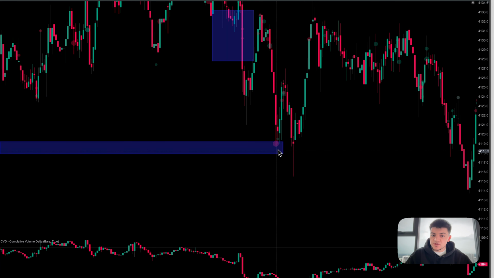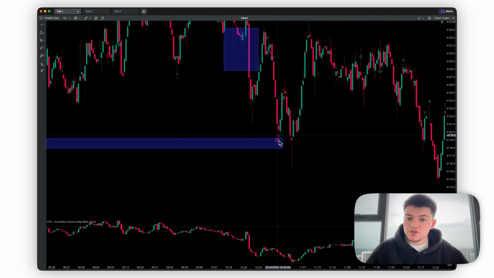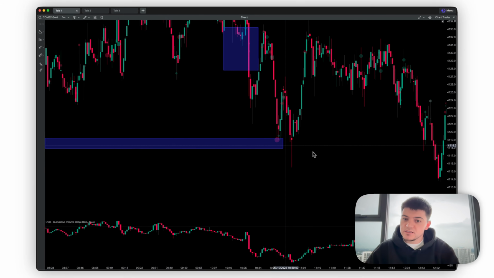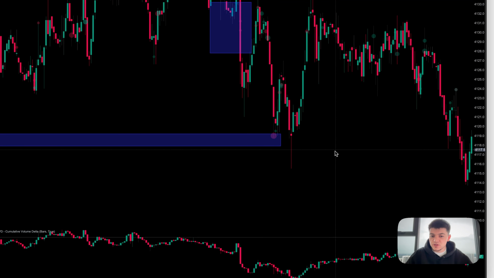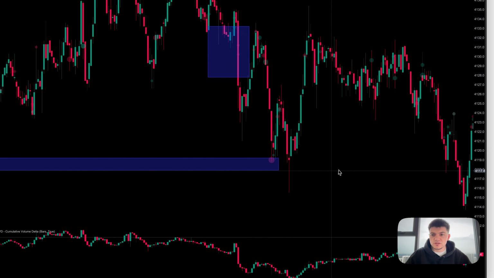Okay, you could have an absorption and then continuation setup where you see a bunch of, let's say, sellers stepping in, they're not getting rewarded, so that means they're getting absorbed. And then you have a bunch of buyers stepping in, so that's continuation, right? So you have an absorption and continuation play. Or you could just have a pure continuation play. Okay, so there's pretty much a couple setups that you can trade with this, which is really nice.